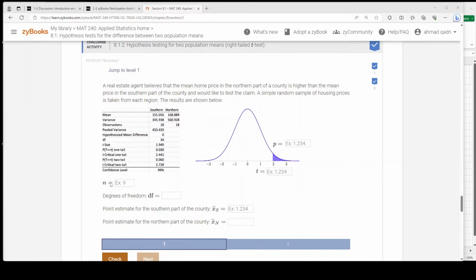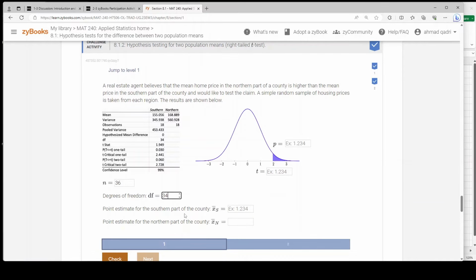So what is the sample size? This time the sample size is going to be the sample size for the southern region plus the sample size for the northern region. So total will be 36. The degrees of freedom for an unpaired t-test will be n1 plus n2 minus 2. So n1 is 18, n2 is 18, so that's a total of 36 sample size, and then minus 2. So that would be 34.